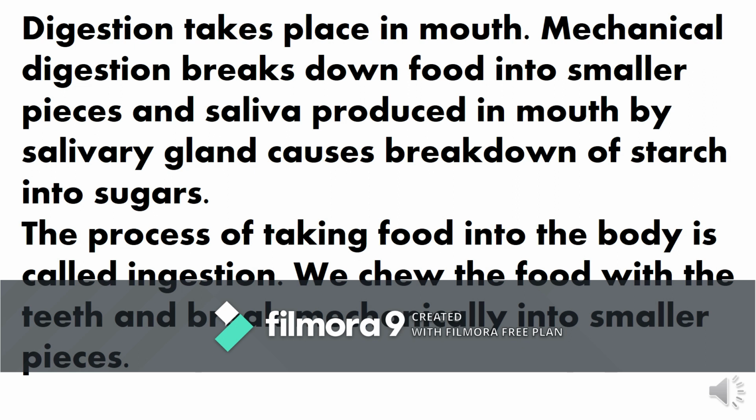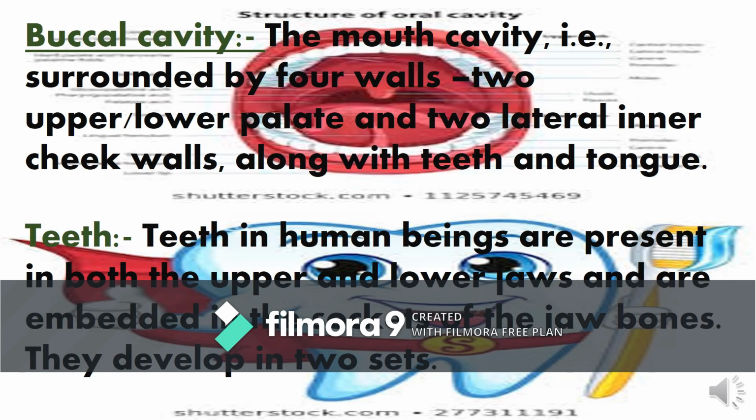This process of taking food into the body is called ingestion. And we chew the food with the teeth and break it mechanically into smaller pieces. Now, buccal cavity. The mouth cavity is surrounded by 4 walls, 2 upper and lower palate and 2 lateral inner cheek walls along with teeth and tongue. Teeth in human beings are present in both the upper and lower jaws and are embedded in the sockets of the jaw bones.